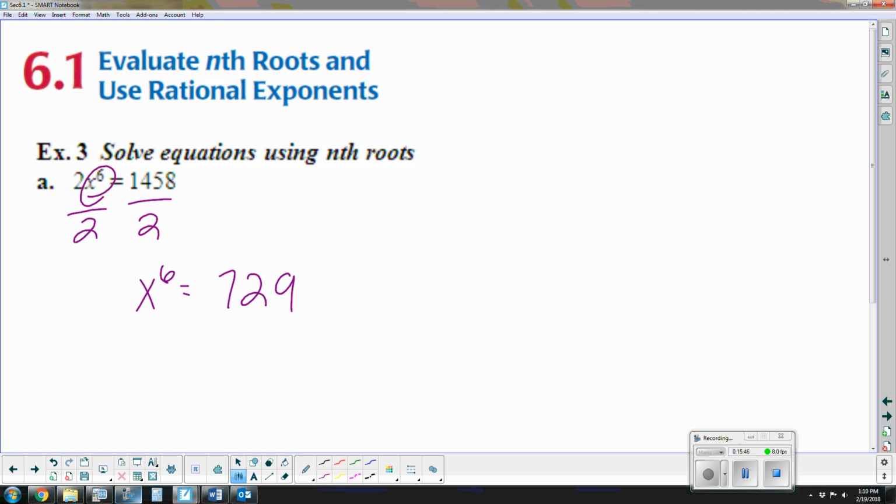So now in this problem, our n is 6, which is even, and our 729, which is our a, is greater than 0. That means we have 2 solutions.